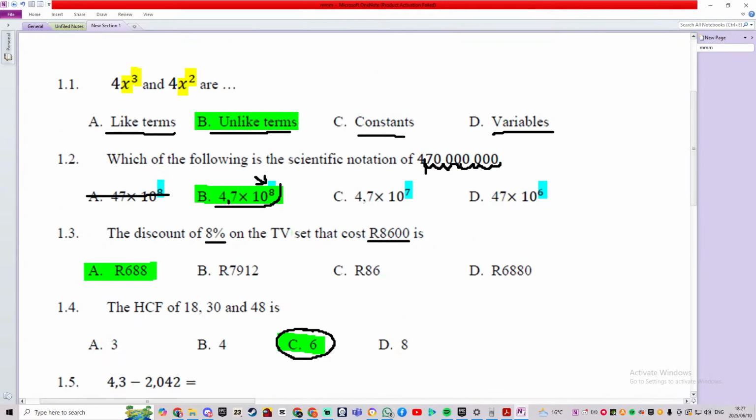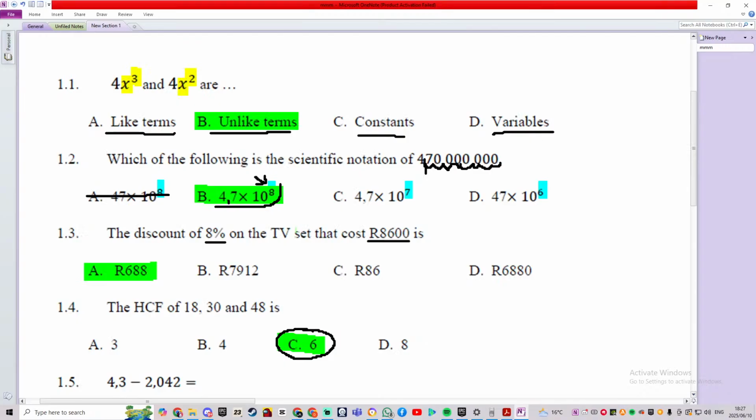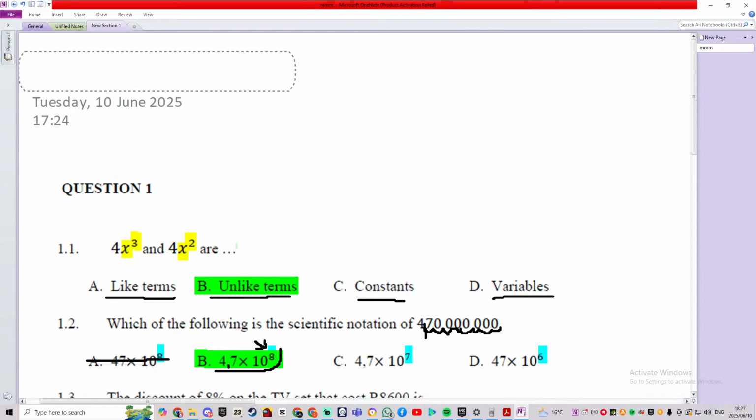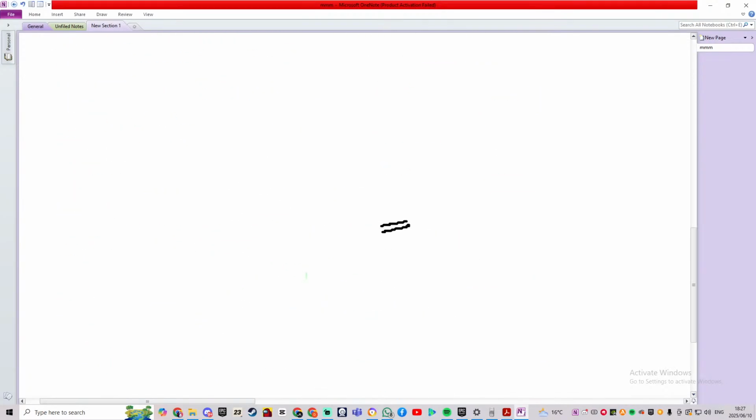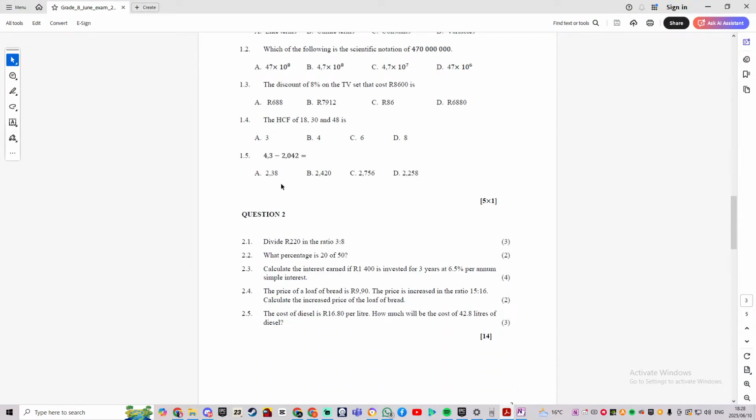Also, don't leave your multiple choice questions blank. I know I've marked some multiple choice questions that are blank. It's a waste of marks. Okay, let's go to question 2.